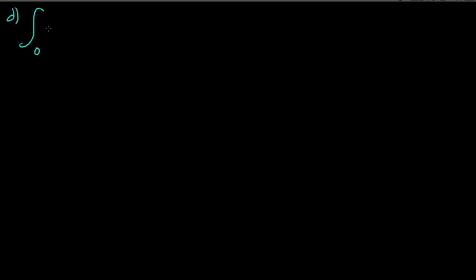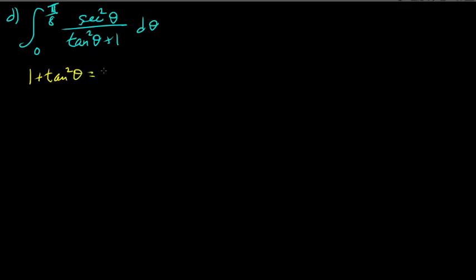Right, so going on to part D. This is the definite integral from 0 to pi over 8 of secant squared theta divided by tangent squared theta plus 1. Again, seems like a very hard problem unless you have the Pythagorean identity. 1 plus tangent squared is the same as secant squared, which of course is the same as tangent squared plus 1. So the denominator is just secant squared. And secant squared divided by secant squared is 1.